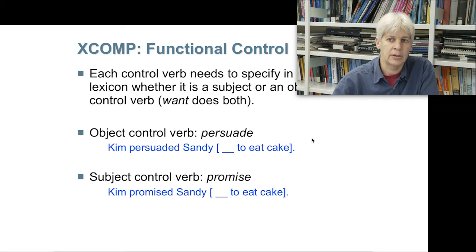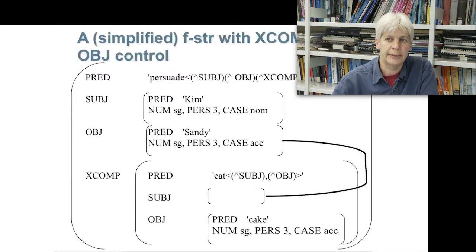Persuade is an object control verb. Promise is a subject control verb. Here Sandy is doing the eating. Here Kim is doing the eating. So how do we encode that? First, I'll show you the analysis. This is a simplified F structure. This is what you should be aiming for in your analysis, something like this.